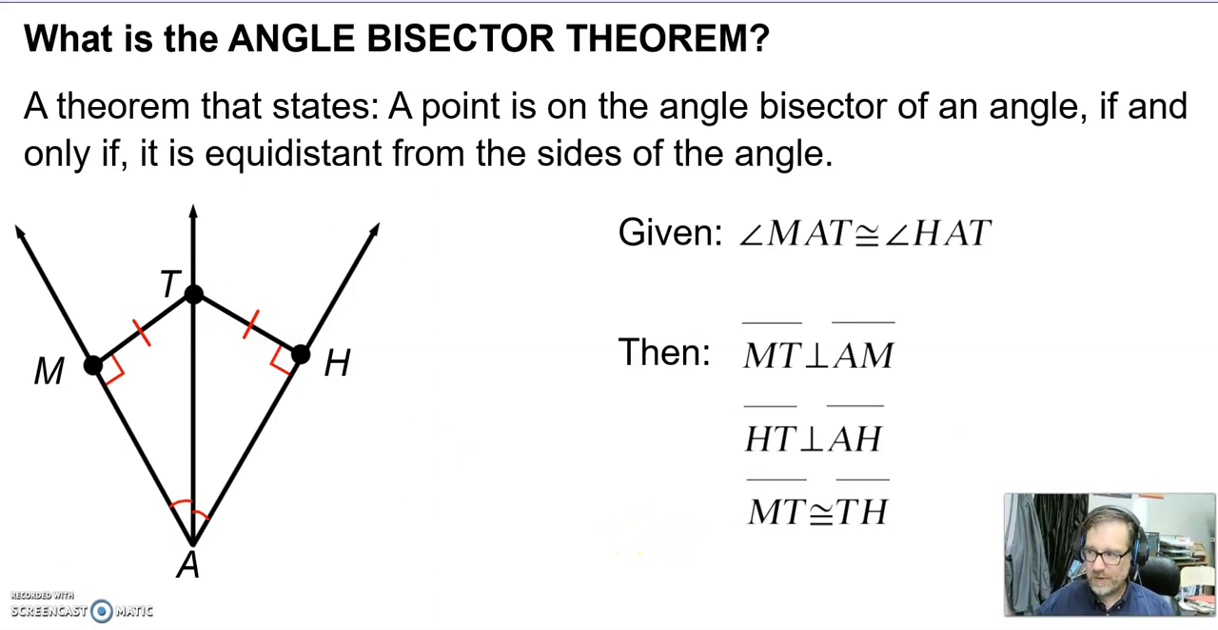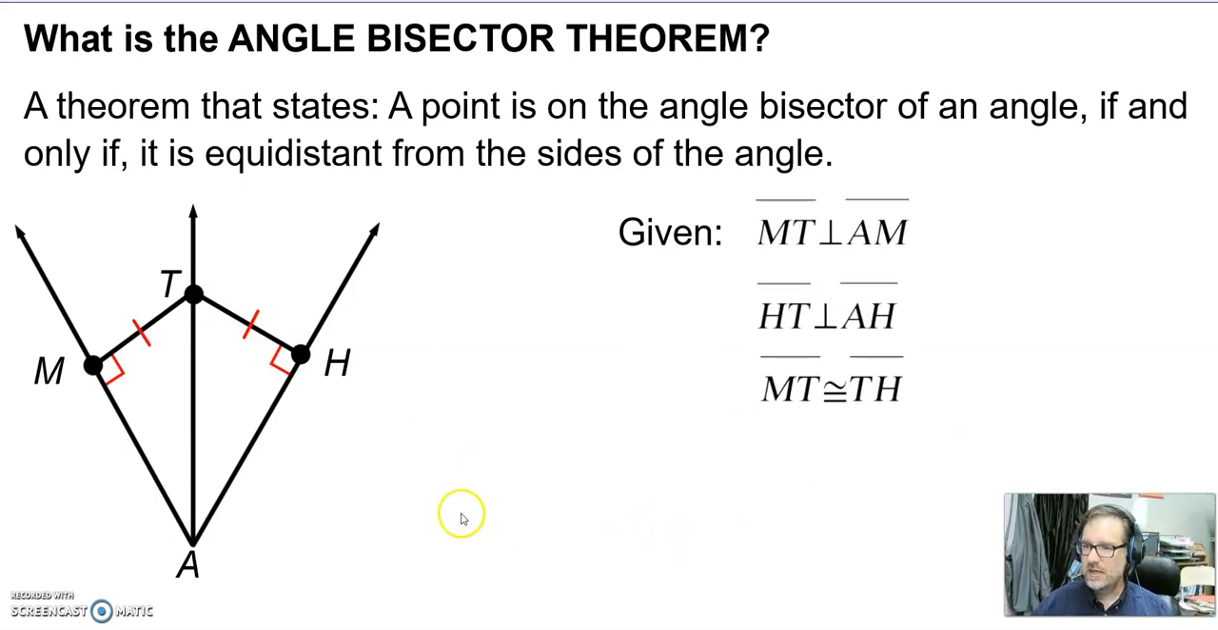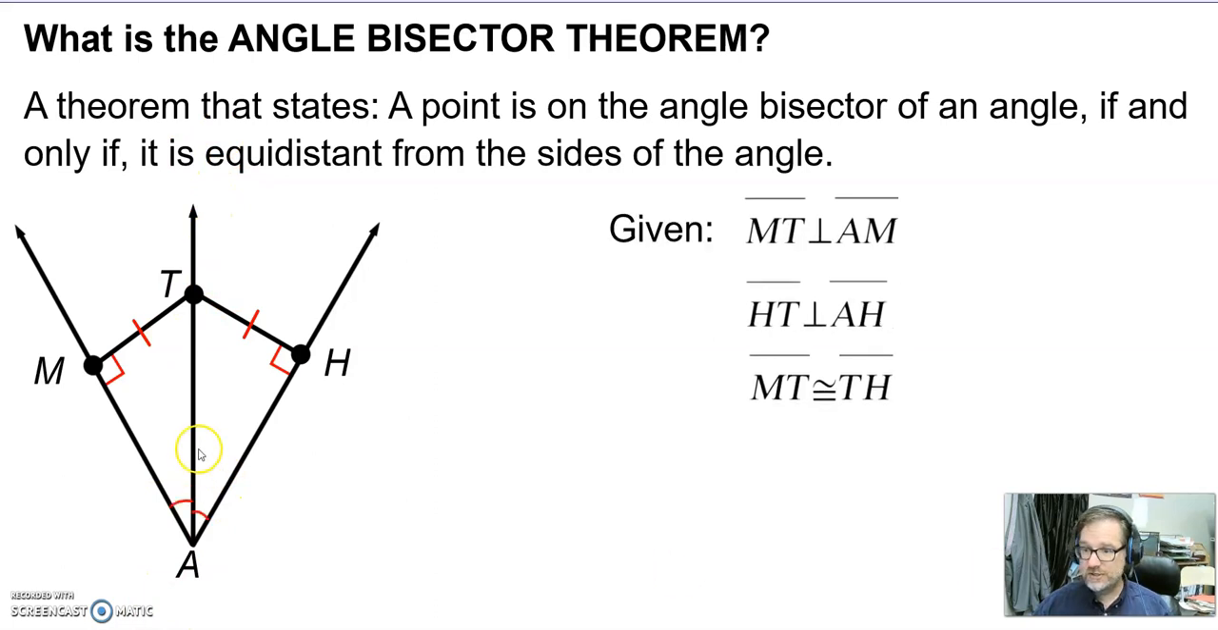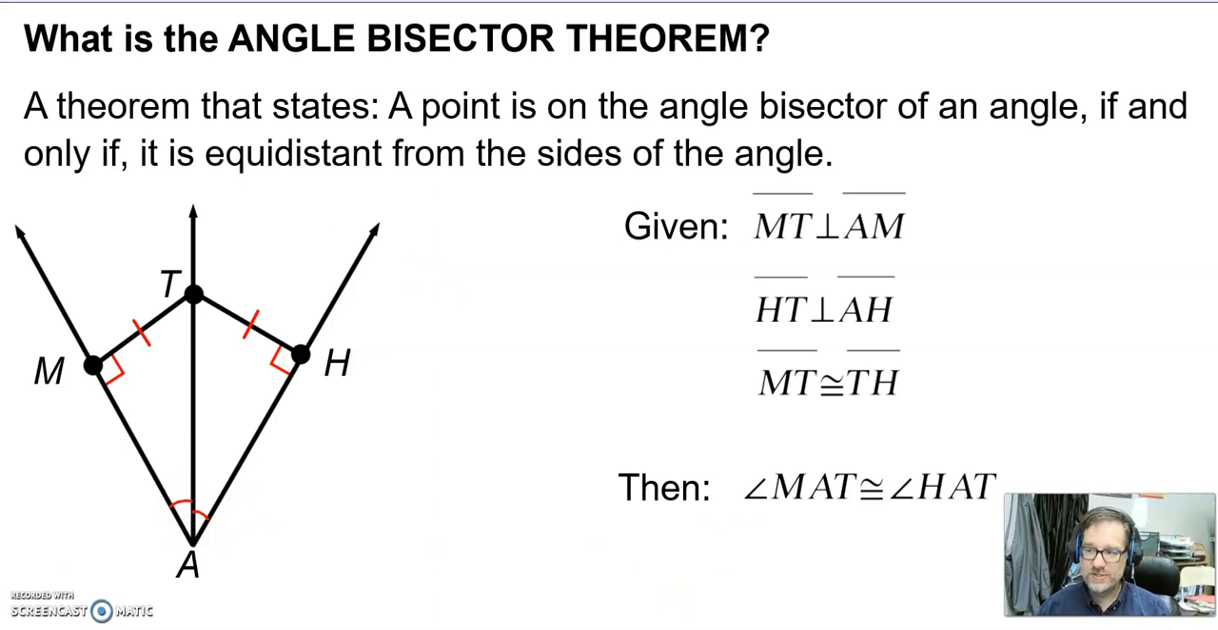Just like the perpendicular bisector theorem had a converse, so does this one. So I can start by giving you what we wrote in last time. I'm going to write in the right angles. I'm going to tell you that the distance from the sides of the angle are the same. Now what we're going to say is that AT, the ray inside the angle, cuts the big angle exactly in half. So we're allowed to say that angle MAT, this angle on the left, and angle HAT, the angle on the right, are congruent to each other.